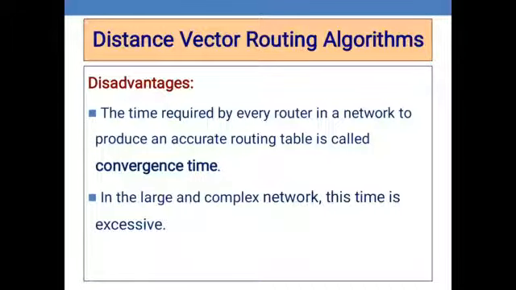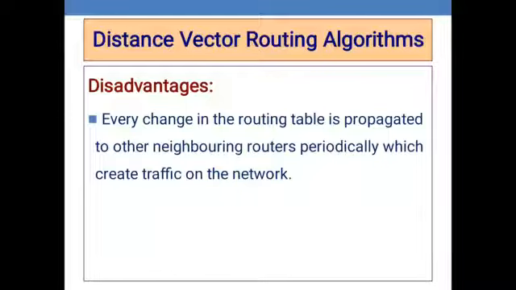In large and complex networks, this time is excessive. In small networks, there is no problem with convergence time. Convergence time means the stable time for all the routers. If it is a larger network, then the time is definitely excessive, meaning more time is needed to update the data. That's why this is one of the drawbacks in larger networks.